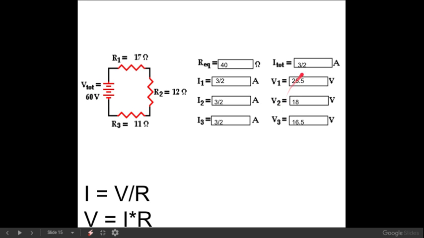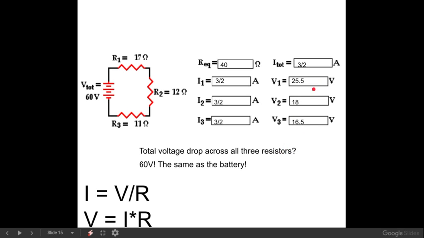So what, by the way, is 25.5 volts plus 18 volts plus 16.5 volts? So what's the voltage drop across all three resistors? 60 if you add those up, which we actually already knew because the voltage drop across all three of these has to be equal to the total voltage of the battery due to Kirchhoff's loop rule again.